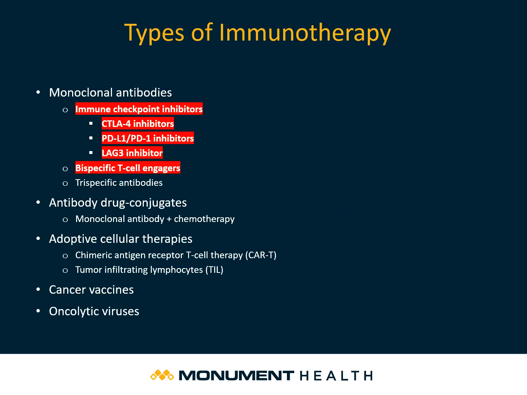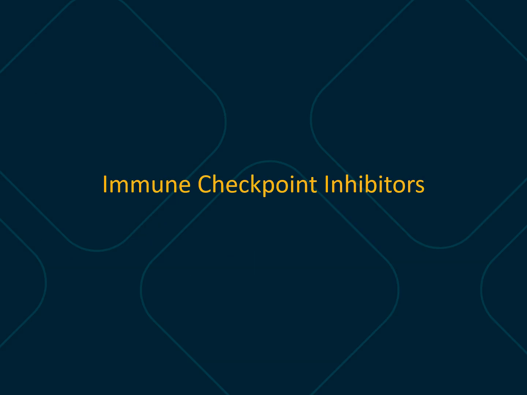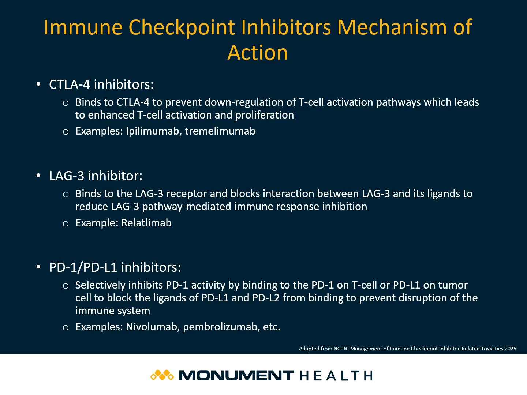For the purpose of this presentation, I will specifically focus on immune checkpoint inhibitors and bispecific T-cell engagers, as these are the most frequently utilized immunotherapies at our institution. Immune checkpoint inhibitors are by far the most common immunotherapies used for treating cancer. There are three classes of immune checkpoint inhibitors, and the way that they work is by binding to ligands of immune checkpoint molecules to prevent T cells and other immune effector cells from being downregulated.